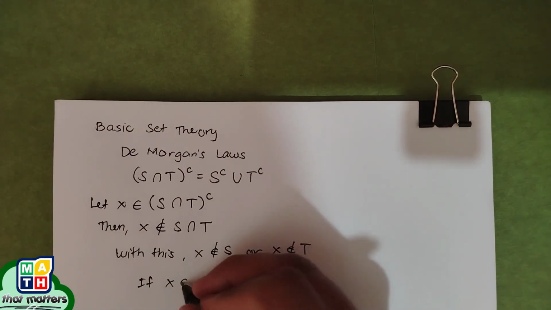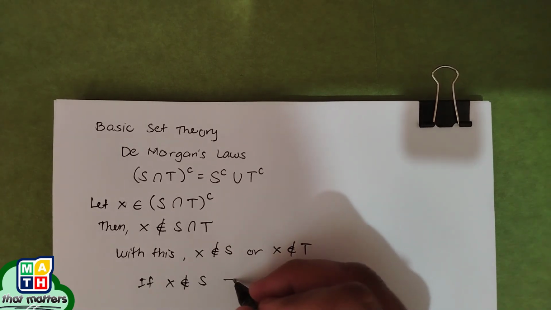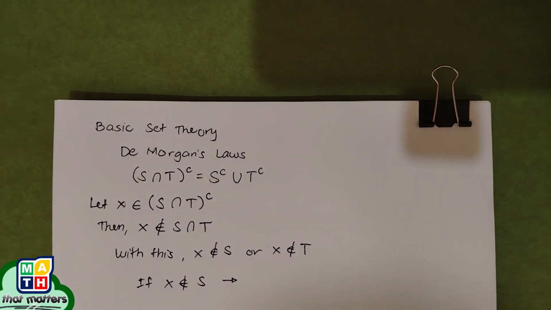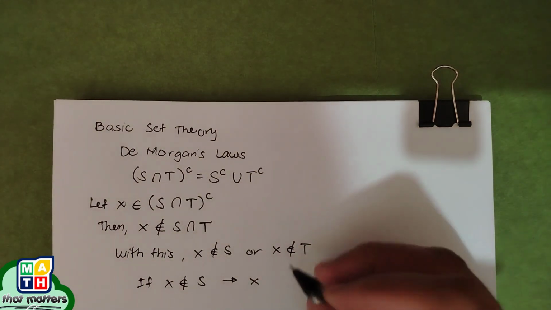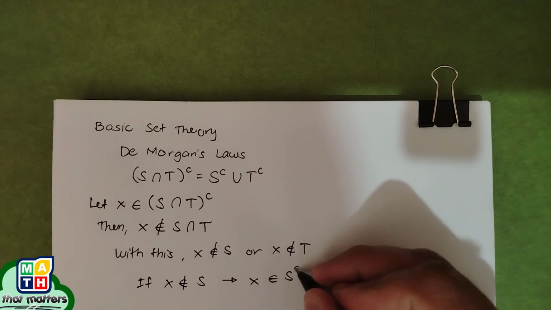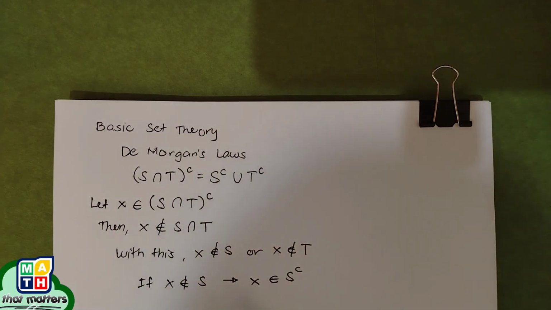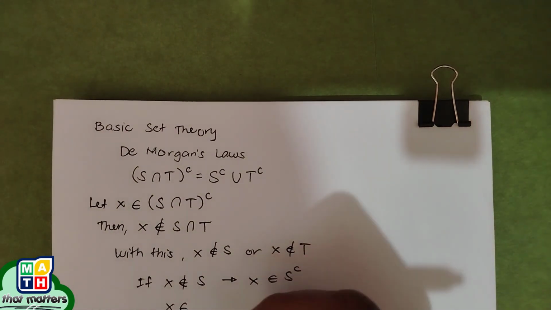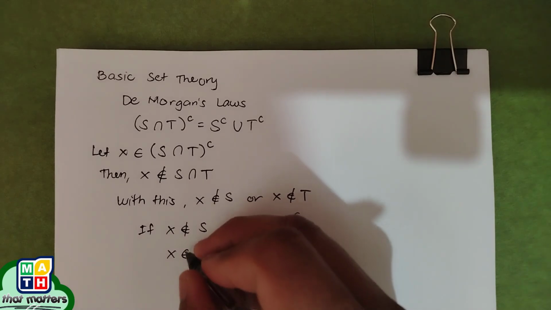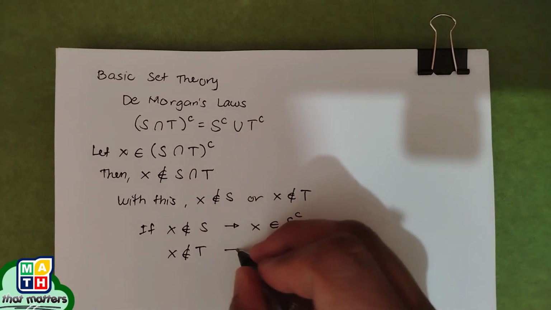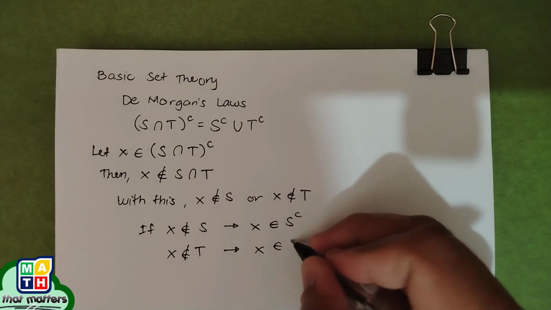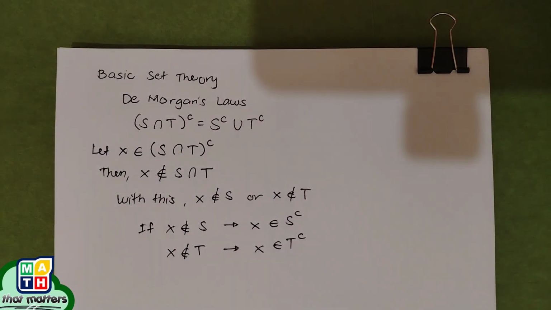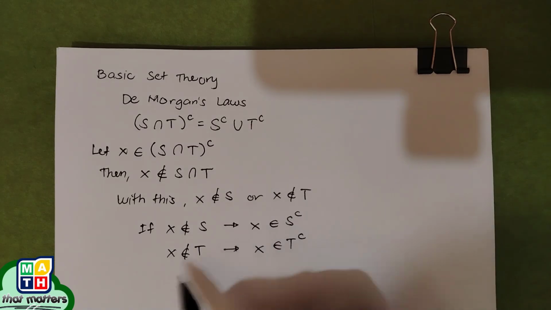If x is not an element of S, what does this imply? This would mean that x is an element of the complement of S. As mentioned, they are disjoint sets, and if one object is an element of one, it should not be an element of the other, or vice versa. This is also true that if x is not an element of T, this implies that x is an element of the complement of T. Okay? So these are just the interpretation of that.